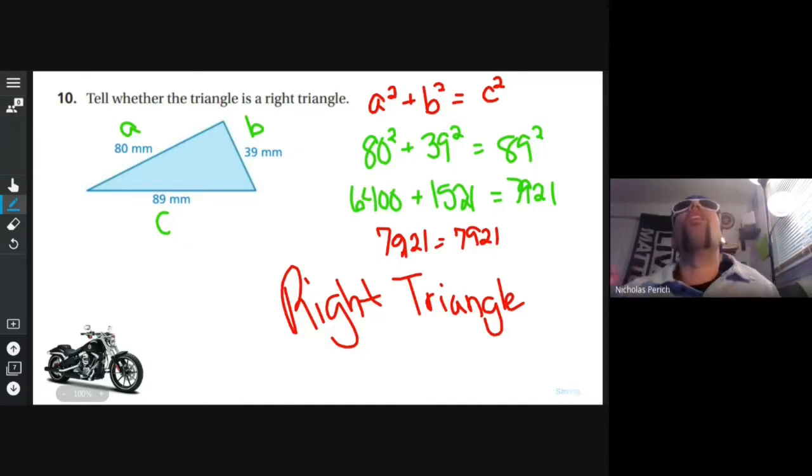Huh. I'd rather have it be a right triangle than a wrong triangle. Am I right? Okay. You get it.